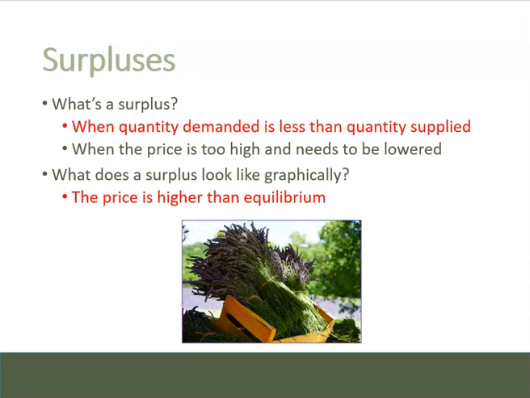What is a surplus? A surplus is when quantity demanded is less than quantity supplied. When the price is too high and it needs to be lowered. What does a surplus look like graphically? That means the price is higher than the equilibrium.